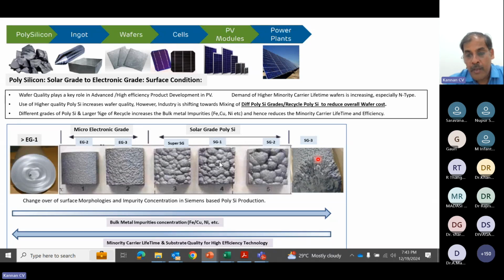So as I said yesterday also, the minority carrier lifetime of any solar crystal ingot or wafer depends on the amount of impurities inside the wafer or crystal. So when you are using very high quality polysilicon, obviously the ingot quality will also be good, and the wafers sliced from the ingot will also be relatively better. So from right to left, the quality is improving, and the minority carrier lifetime is also increasing.